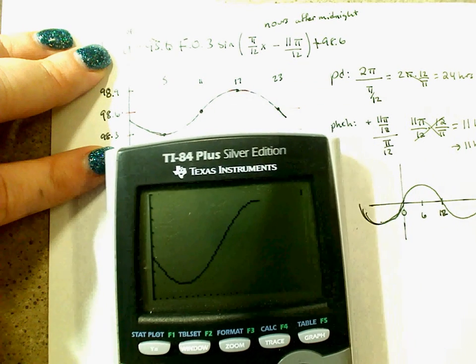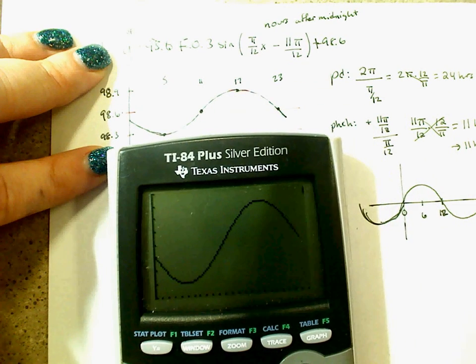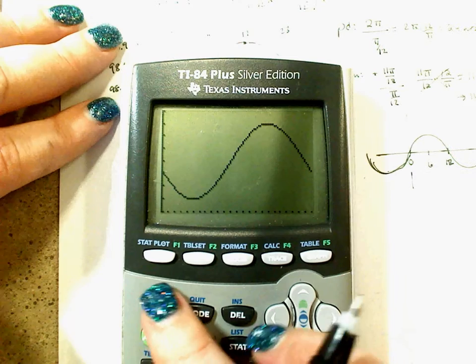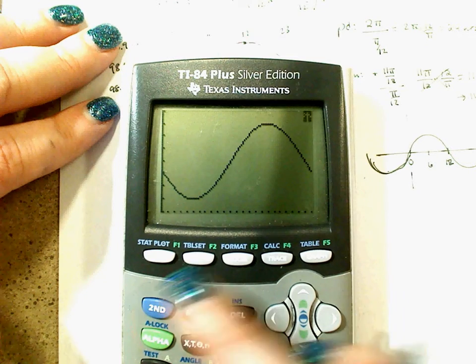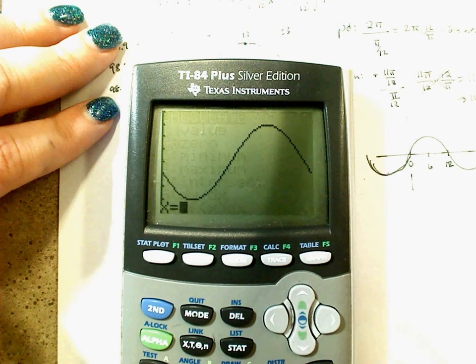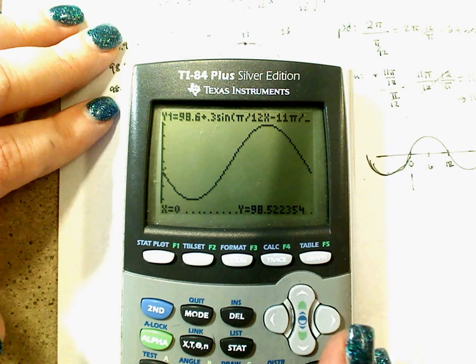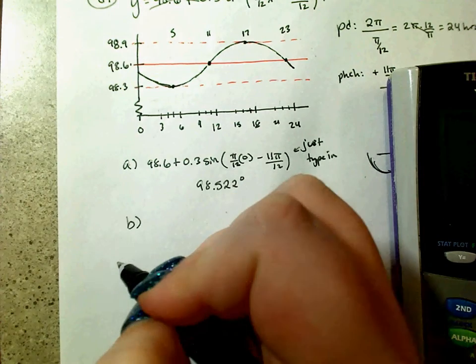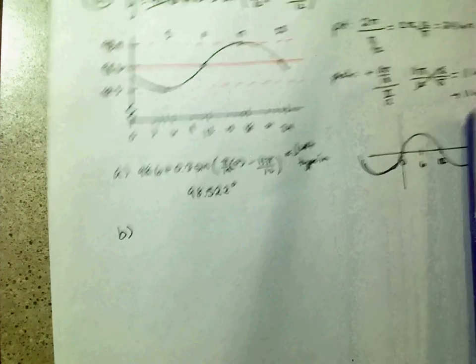Okay. All right. So could I then have just, well, you could just go second calculate and do value at midnight, which is 0, and they would tell you 98.522, right? Okay. Part B. What is the period of the body's temperature? The period would be 24 hours.